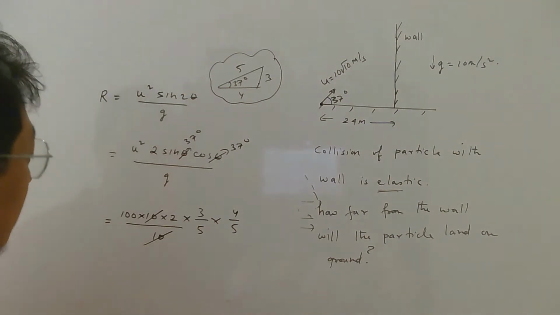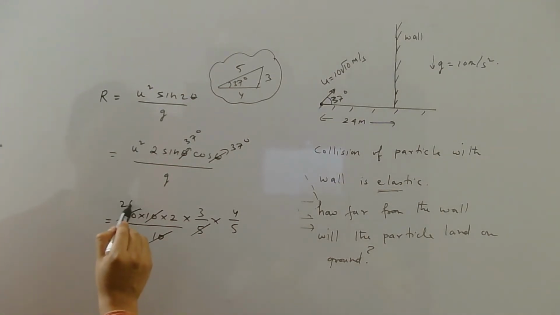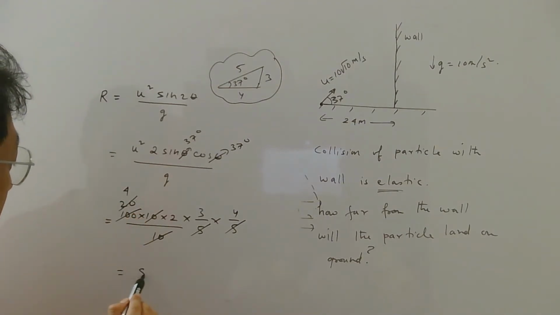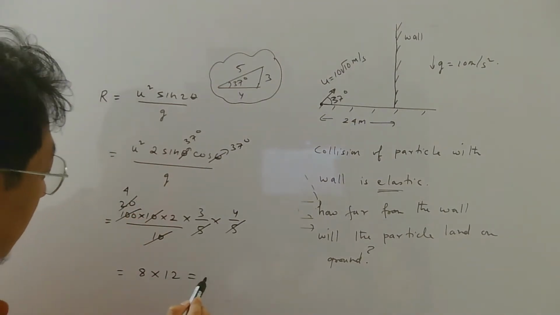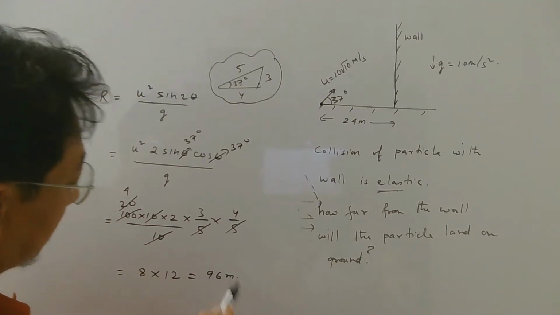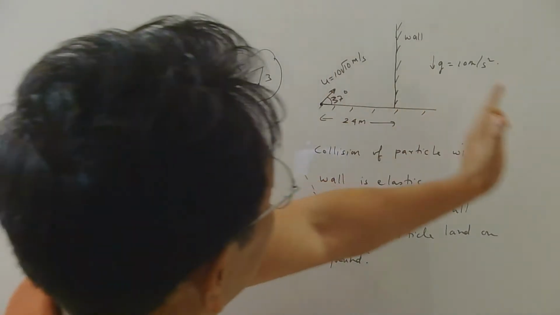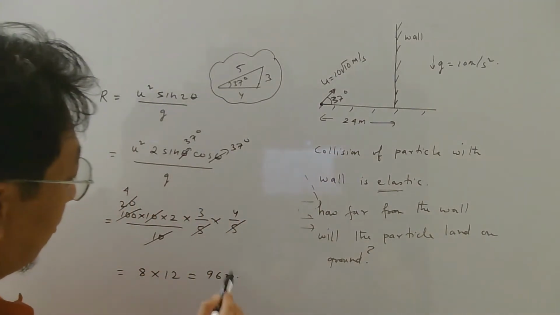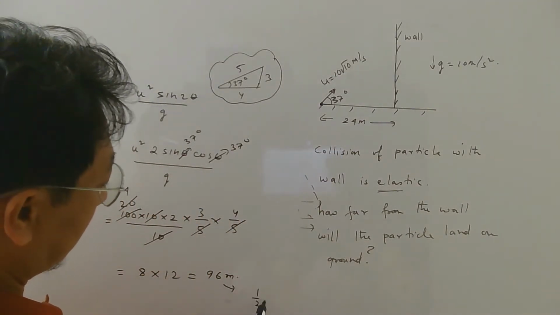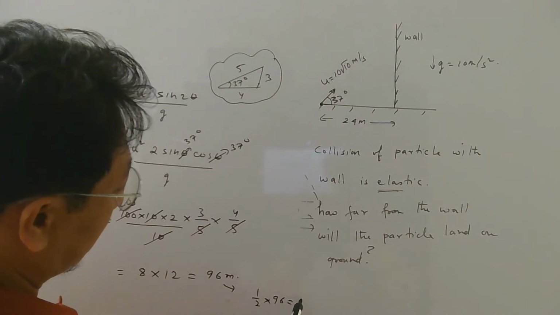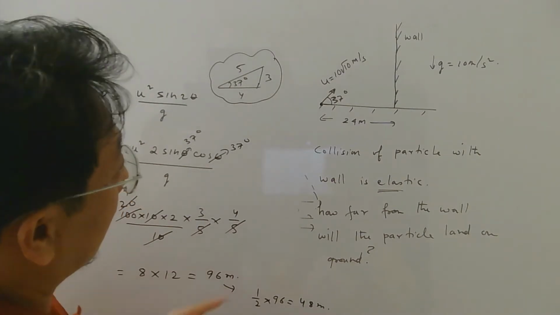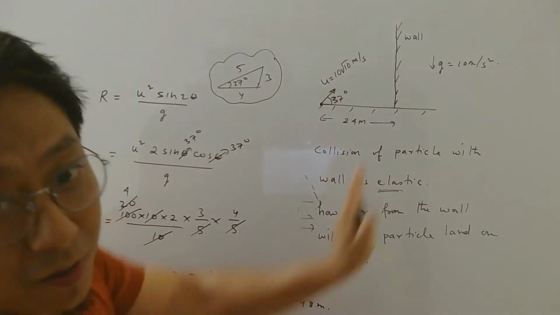10, 10 cancels. 5 2s are 10, 0, 5 4s are 20, 4 2s are 8, 3 4s are 12. So this is 96 meters, right? So the range of the particle is 96 meters, and the half of this will be what? Half of this, 96 meters, would be 48, and this wall is less than 48, right?